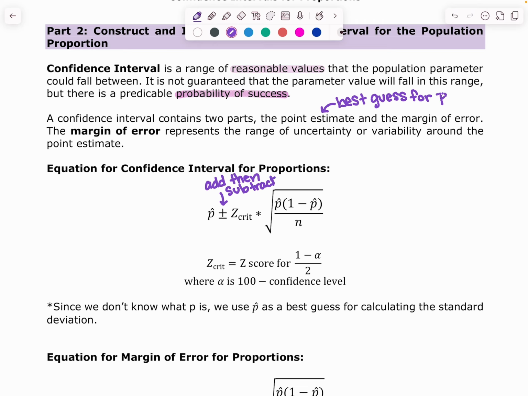Then we have a z-crit. This guy represents a z-score. And there's more details on that below. And then we multiply that by the square root of p hat times 1 minus p hat divided by n. This equation should look somewhat familiar. This is our standard deviation formula for proportions.